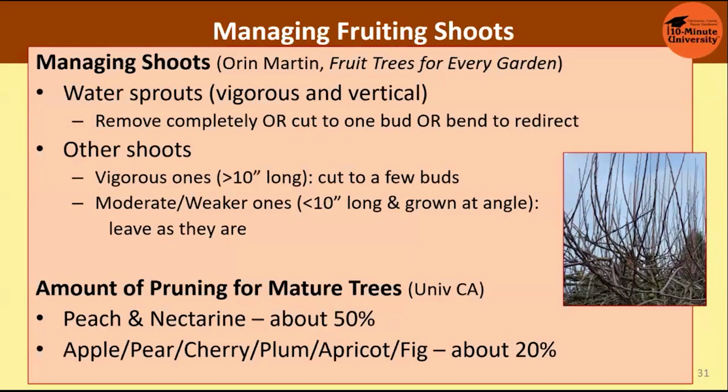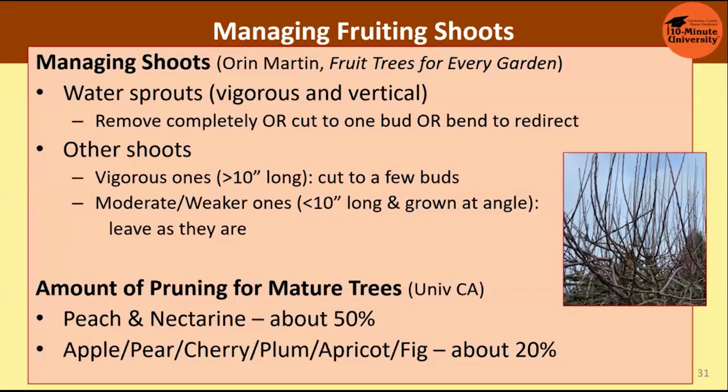With the fruit trees, we also have to manage shoots. And there are two kinds of shoots, water sprouts and the regular shoots. Water sprouts are vertical, vigorous shoots, and you have three options. You can cut it clean, remove it completely, or you can cut it to one bud, and that sometimes will coax the remaining portion to develop spur, or you can bend it down to redirect growth and encourage more fruit.